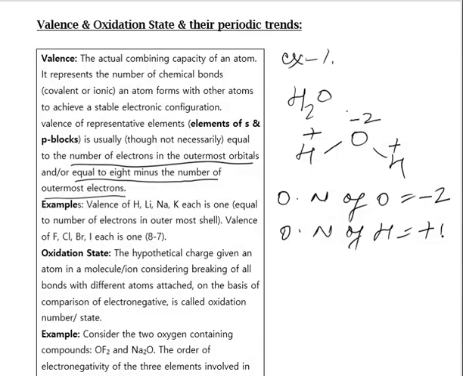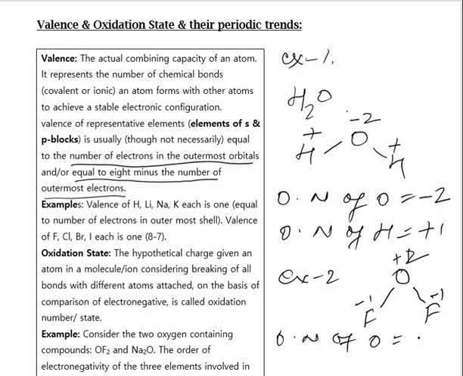Okay, take another example. Example number 2. If you are taking the example of OF2, we all know that fluorine is more electronegative than oxygen. Then fluorine has 1 minus, oxygen has plus 1. Similarly, here minus 1 and again minus 2. So the oxidation number of oxygen is plus 2, and the oxidation number of each fluorine is minus 1.